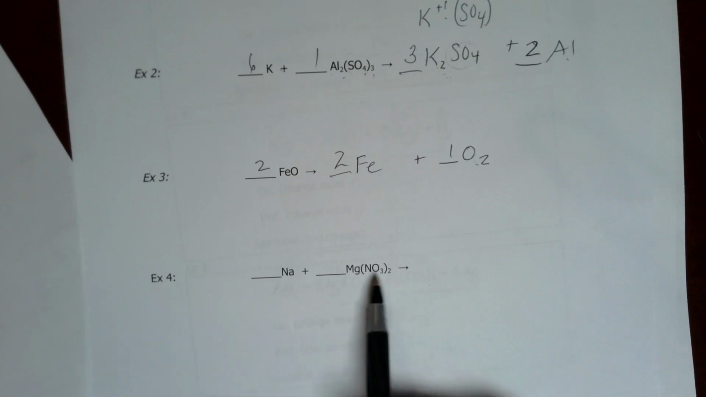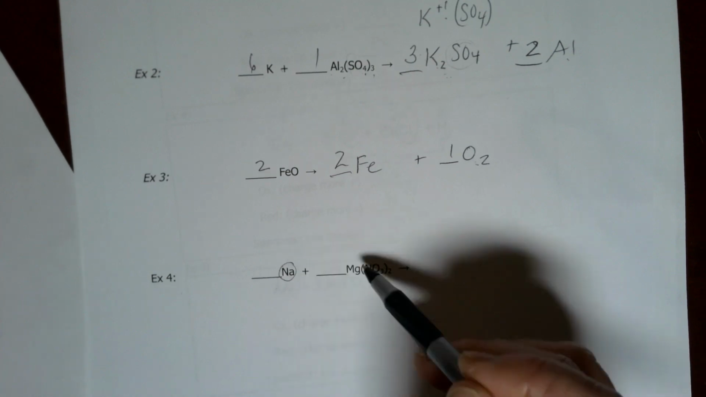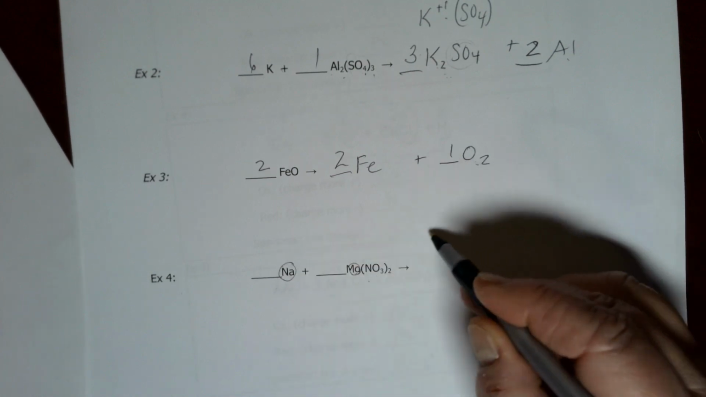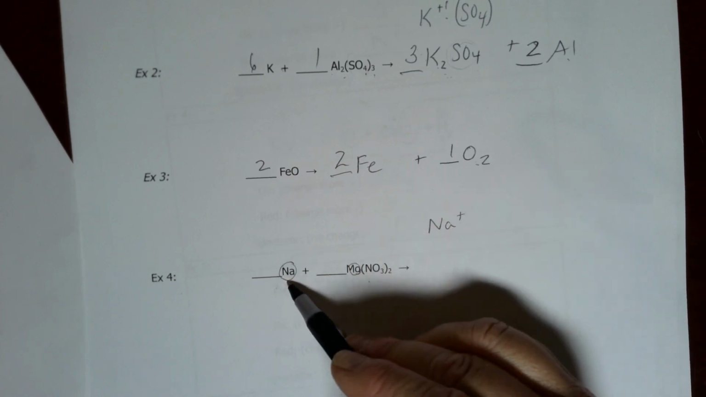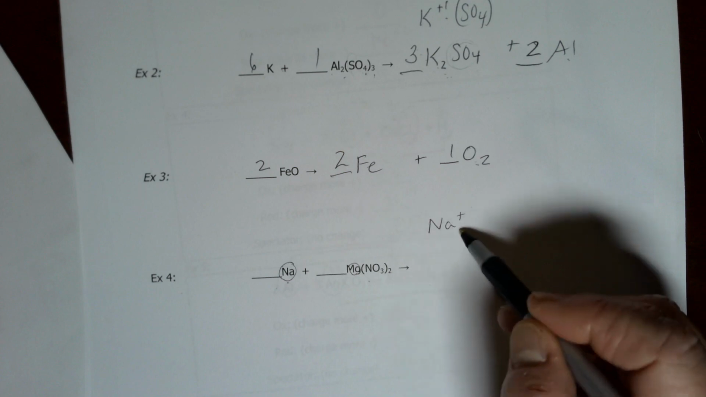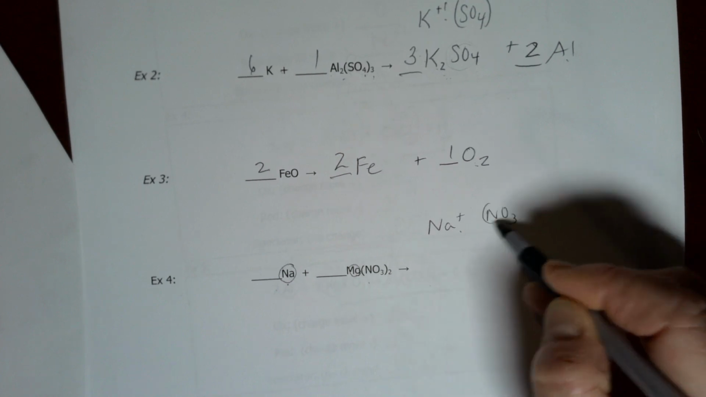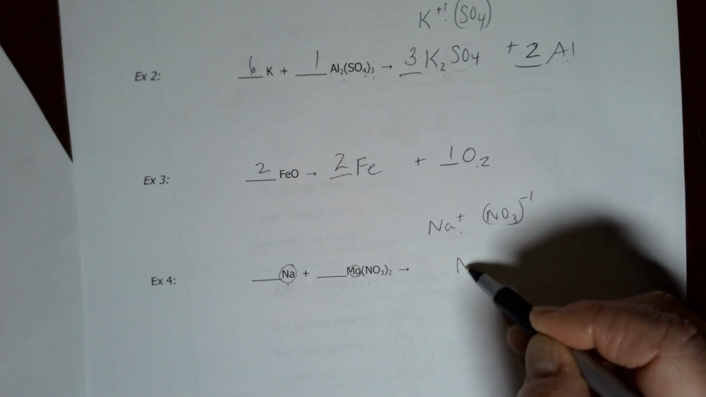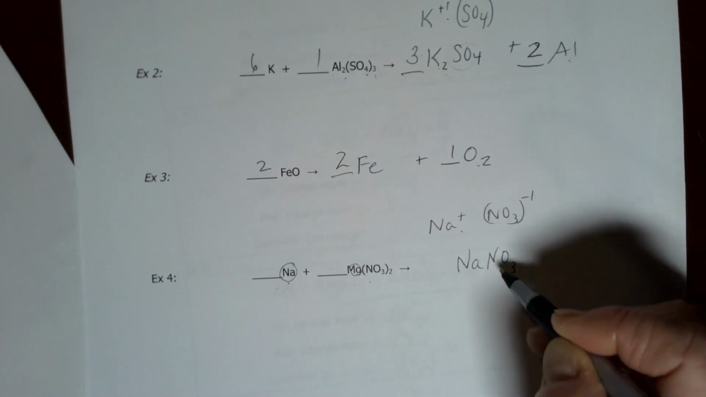All right, example number 3. I have sodium and Mg(NO3)2. This is going to be a single replacement. This metal is going to replace the magnesium. But remember, we have to make sure that we write the formula correctly. When I put sodium together with nitrate, I'm going to have sodium plus 1 ions and nitrate NO3 minus 1 ions. So the formula for sodium nitrate is going to be NaNO3.